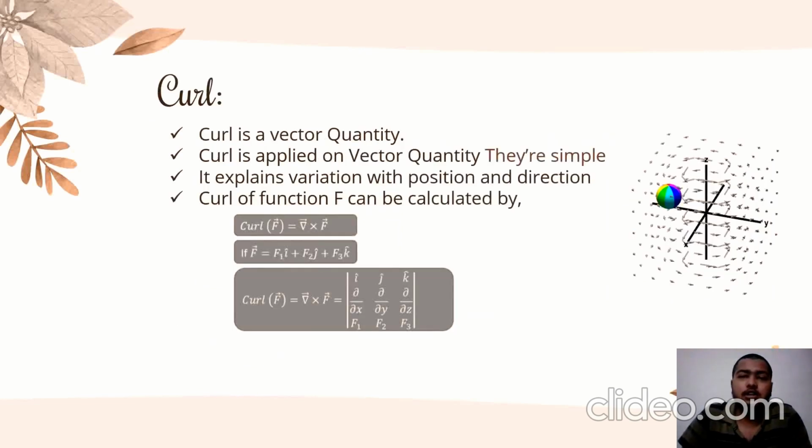And then there's the curl. Curl is a vector quantity. Curl is applied on a vector quantity. They are simple. It explains variation with position and direction.